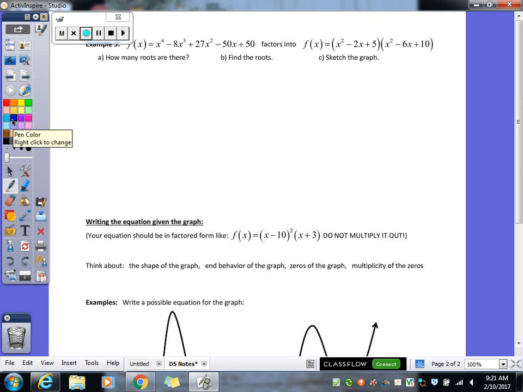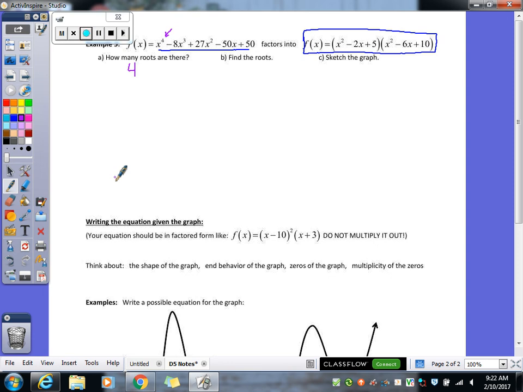All right, so let's take a look at example 3. So we're given our polynomial here. They helped us out by factoring it to this point for us already. So first question, how many roots should we have? I like to look back to the original. We should have 4 roots there.